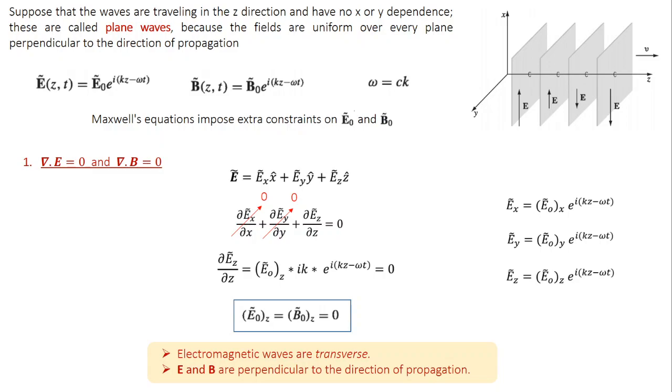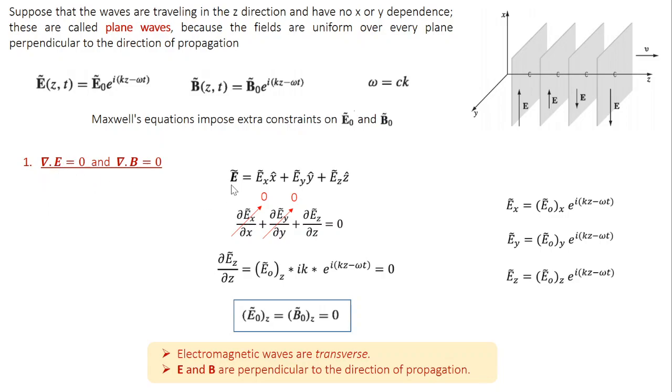So we have seen that the electromagnetic wave equation is a consequence of Maxwell's equations in free space. The Maxwell's equations also impose some extra constraints on E naught and B naught. Let's see what these are. Take the first two Maxwell's equations, divergence of E equal to 0 and divergence of B equal to 0. For now, let's restrict our discussion to the electric field only.